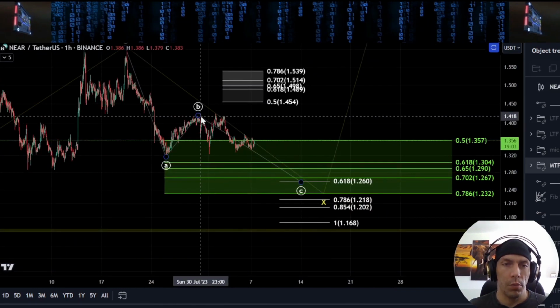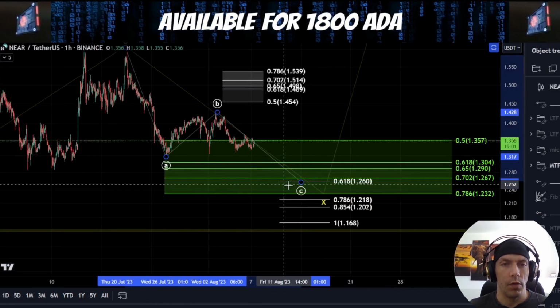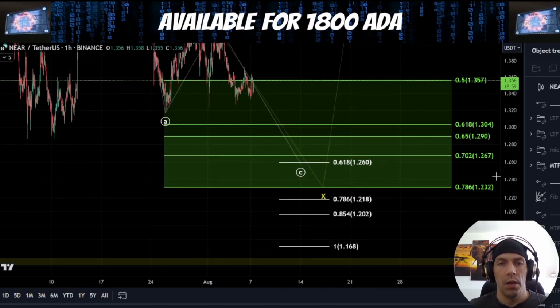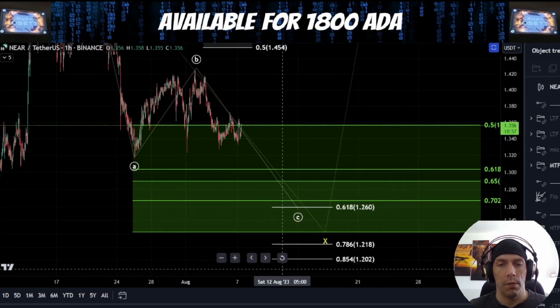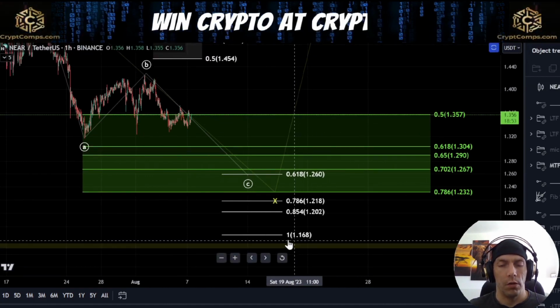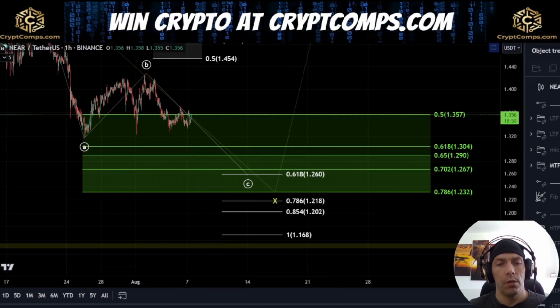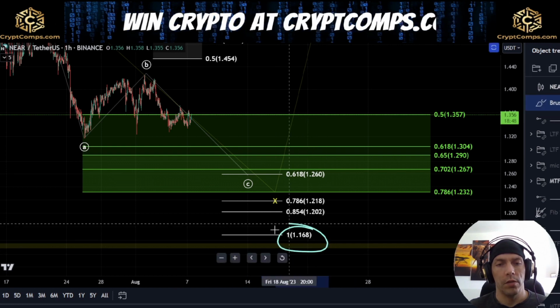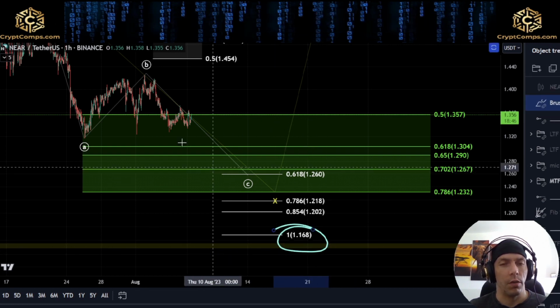Now it is also possible, like I said here, that potentially this B wave is already completed, in which case what we could then look for is a 5-wave move to the downside. Now the 1-to-1 of this would actually bring us down to $1.16. If we do see price push down past this level, we need to be cautious of the idea of extension.